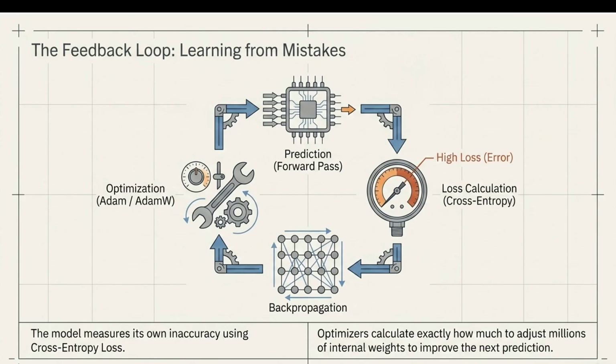Optimization means that it makes sure the weights given to the tokens are redistributed so that the model can predict even better than before. Here we can see the line: optimizers calculate how much to adjust millions of internal weights to improve the next prediction. This is for the improvement of the next predictions. And there are various types of optimization techniques, where Adam and AdamW are a few.